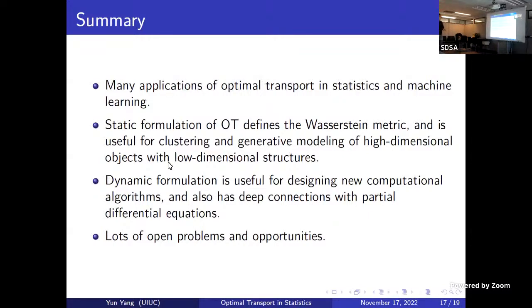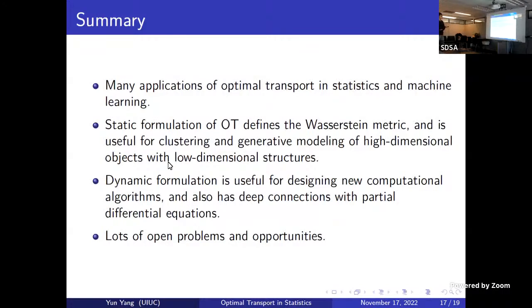And we talk about two different formulations. One is the static formulation of OT, which defines the Wasserstein metric. This metric is particularly useful for clustering and generative modeling of high dimensional distributions with low dimensional structures, which cannot be achieved by using traditional metrics.